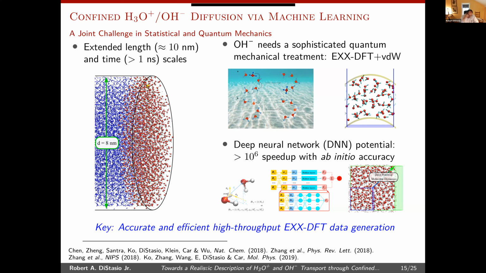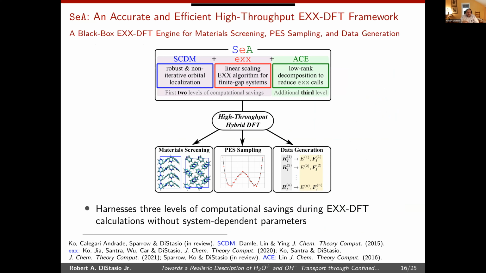So in order to deal with that challenge, I'm going to introduce C. This is a black box, a hybrid DFT engine for doing high throughput calculations. So these are just SCF calculations for energies and forces. These are not ab initio molecular dynamics, although you can use them, of course, to do ab initio molecular dynamics. Now, C combines 3 things.